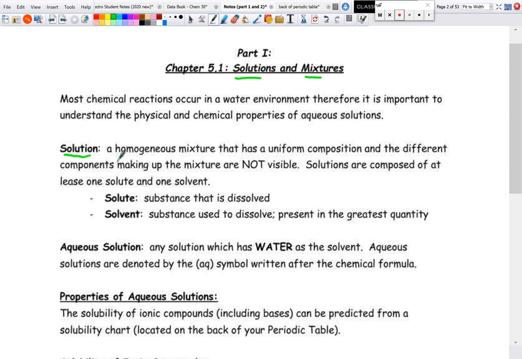Now, the keyword here is that, first of all, it's going to be a homogeneous mixture. So just remember, homogeneous means that it looks like it's one thing. So like if something is dissolved in water, of course, it's going to look like water. So it has a uniform composition and different components that's making it up, right? So the components that's making up the mixture are not visible, hence a homogeneous mixture.